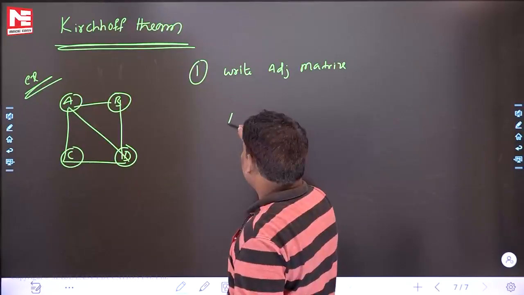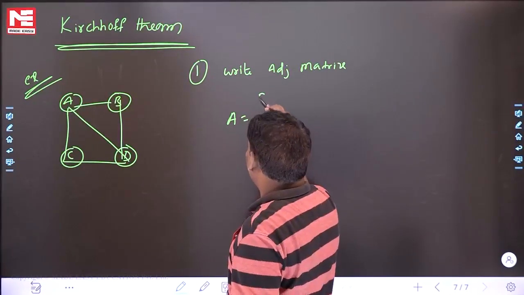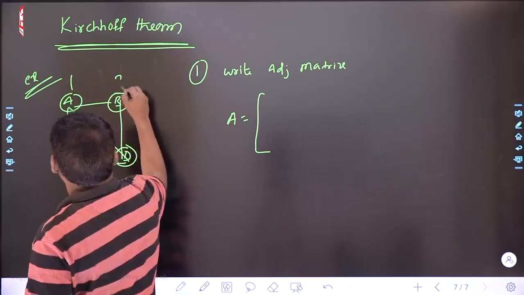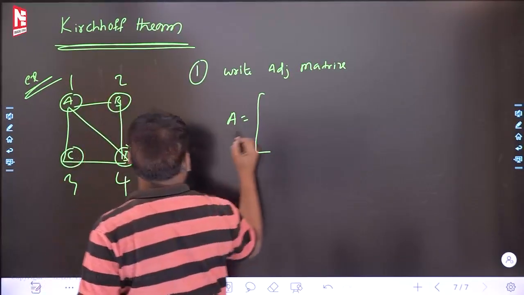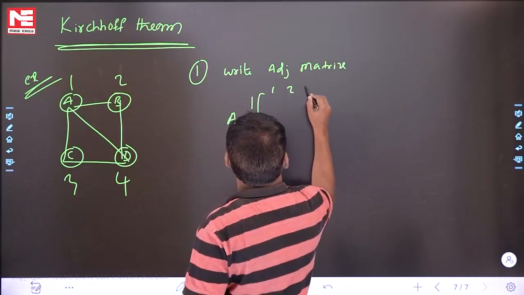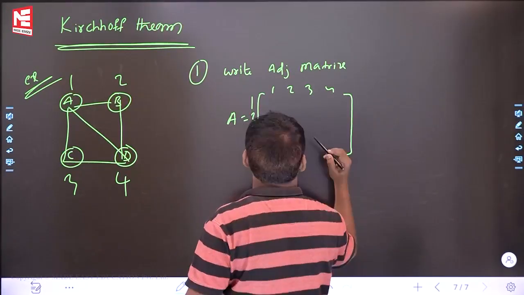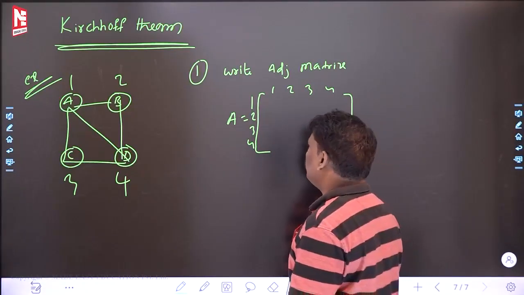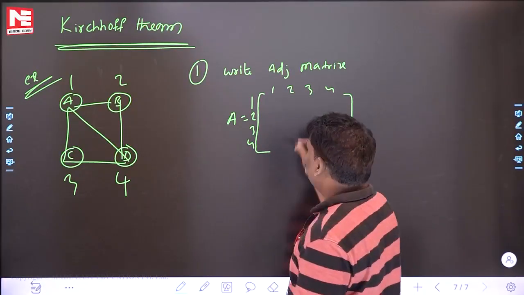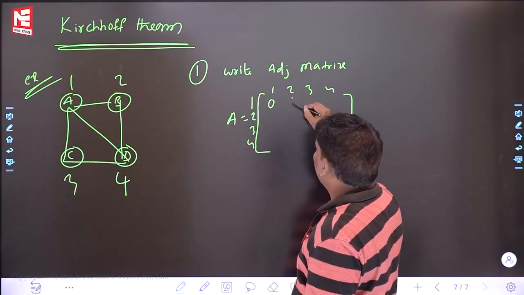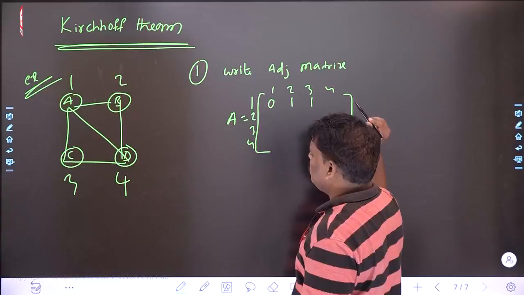Assume that the adjacency matrix A is equal to, for the given graph, can you see how many vertices are there? 4. Let me give labels: 1, 2, 3, 4. What is the meaning of adjacency matrix? If two vertices are adjacent, keep 1, otherwise keep 0. What is 1,1? 0. What is 1,2? 1. What is 1,3? 1. What is 1,4? 1.